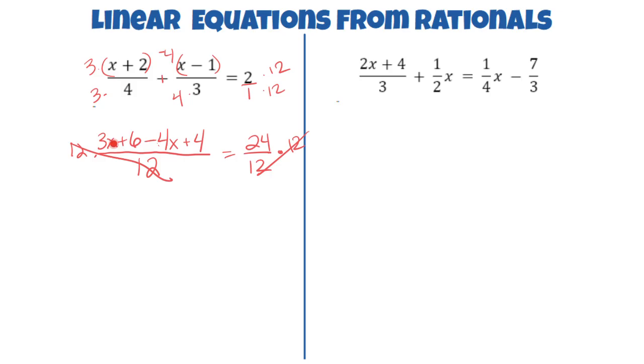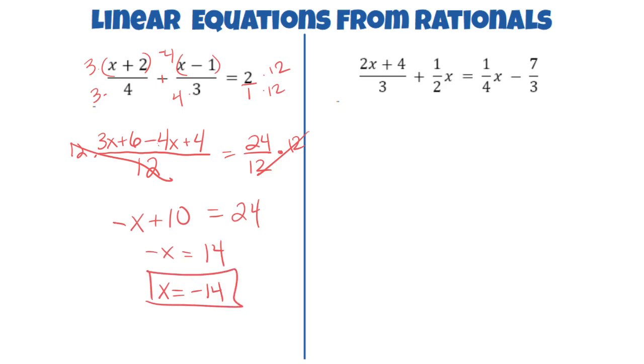In the numerator, I'm going to combine my like terms. I'm going to have a 3x with a negative 4x. So that's a negative 1x plus 10. So negative x plus 10, there's no fraction anymore, and it's going to equal that 24. Subtract the 10. Divide by negative 1. So x equals negative 14.